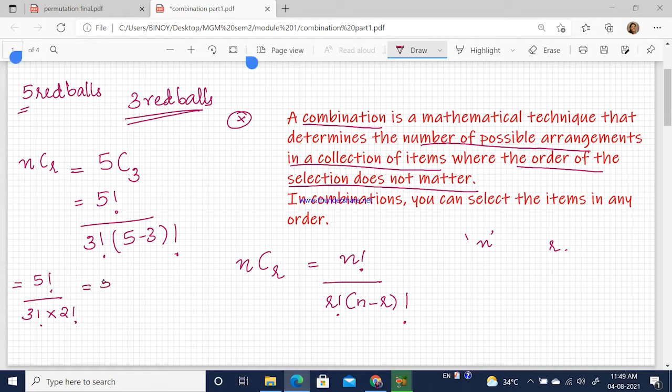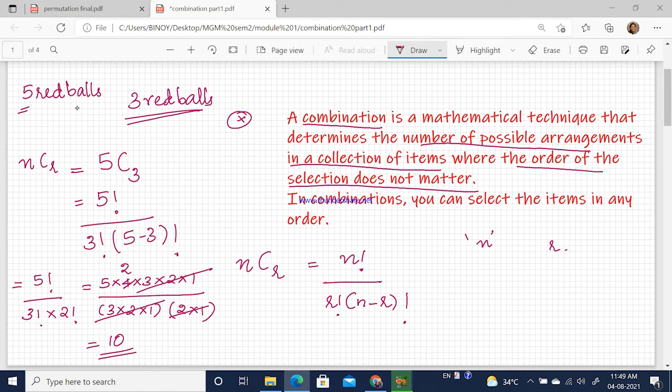So what is 5 factorial? That is 5 into 4 into 3 into 2 into 1, and 3 factorial is 3 into 2 into 1, and 2 factorial is 2 into 1. So I can cancel 3 into 2 into 1 over here, and I can cancel this 2 with the 4 over here. So I'll get 10. So I can make 10 combinations of 3 red balls out of 5 red balls using this formula nCr.